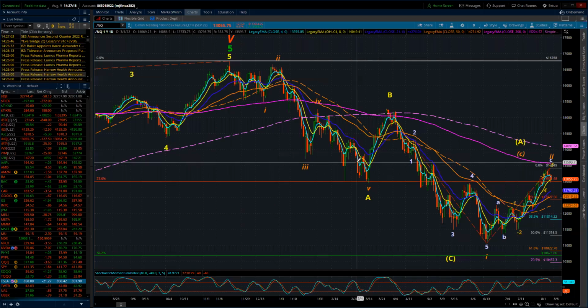And good evening. This is the Elliott Wave update for the NASDAQ 100 for Tuesday, August 9th, 2022. Interesting day in that the market did continue to drop lower. That started yesterday, during yesterday's session, I should say, and did continue today.